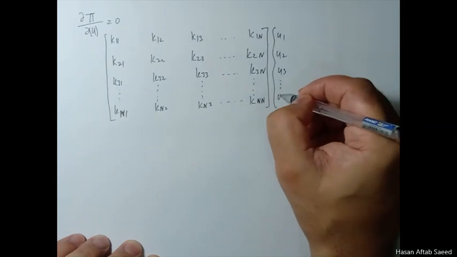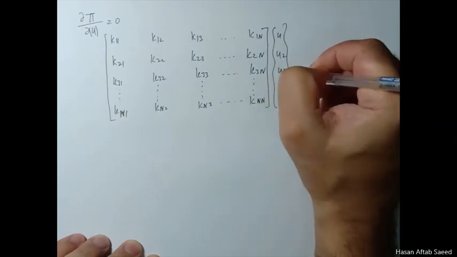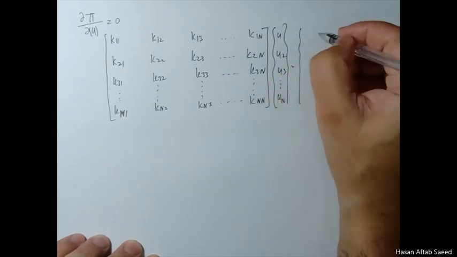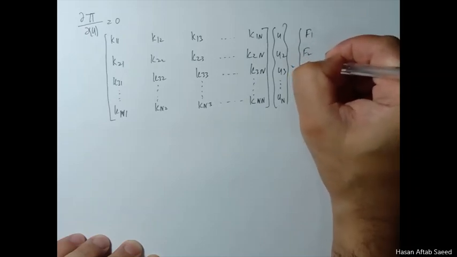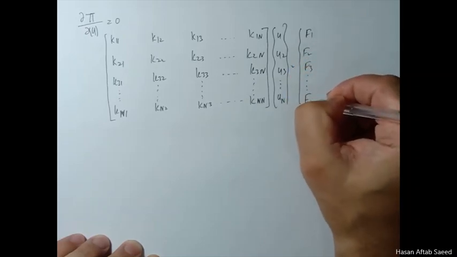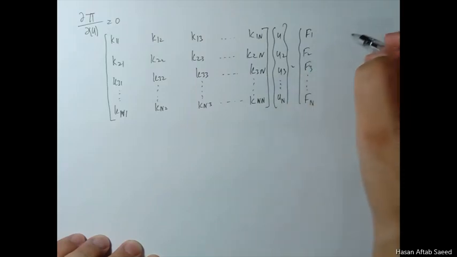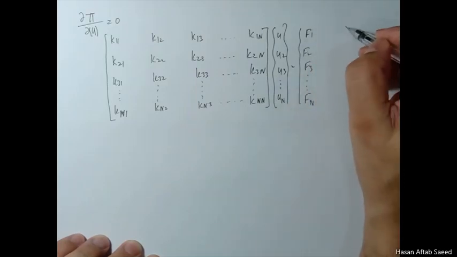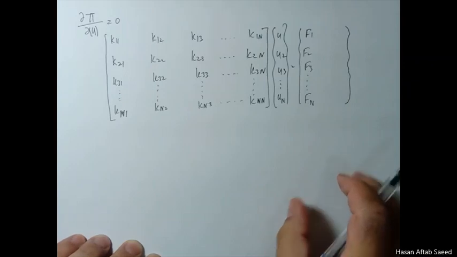all the way up to un. Similarly for the force vector, F1, F2, F3, Fn. And let me put the parenthesis not here but here, and this will become clear soon.